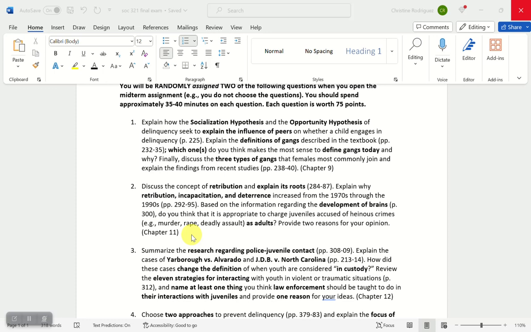Based on the information regarding the development of brains, do you think that it is appropriate to charge juveniles accused of heinous crimes, things such as murder, rape, deadly assault, as adults? Provide 2 reasons for your opinion.